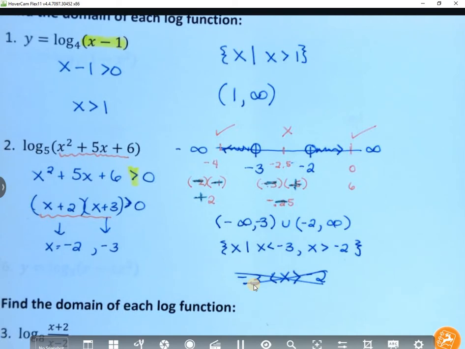It is not always going to be the union. It is not always going to be on the outside. It is not always going to be on the inside. You have to check to see.